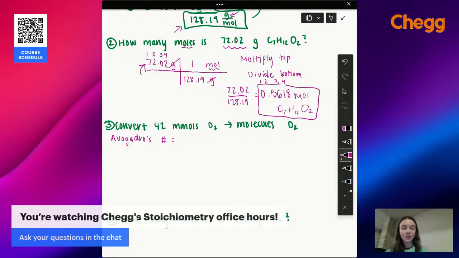So if you don't have it memorized already, I definitely encourage you to get it memorized. It's going to help you in your chemistry courses a lot.